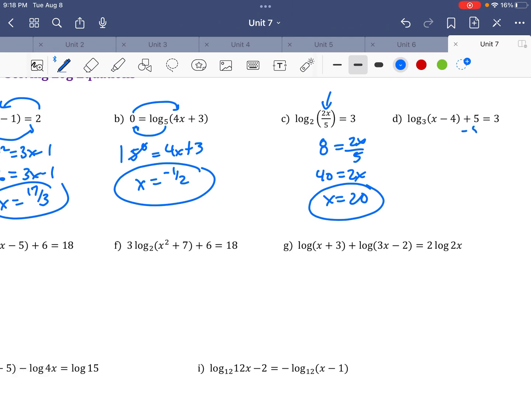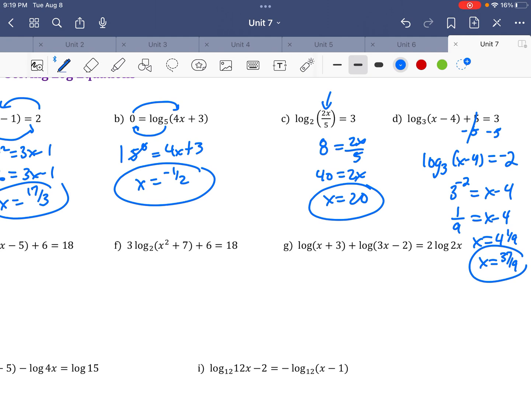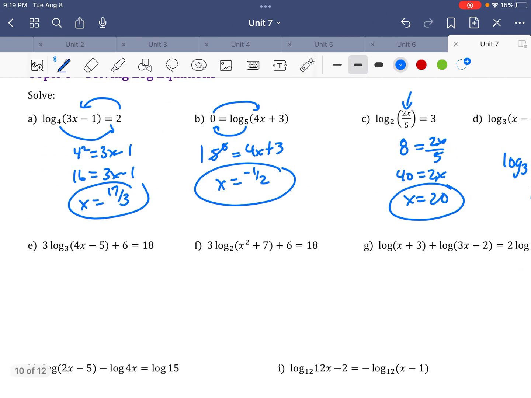All right, this guy. Before I do my change, I have to go ahead and subtract 5. So log base 3 of x minus 4 equals negative 2. So it's okay to have a negative over there because this is just going to give us 3 to the negative 2 equals x minus 4. Well, 3 to the negative 2, that's 1 over 3 squared. So that's 1/9 equals x minus 4. So x equals 4 plus 1/9, so 4 and 1/9. Or you could say that's 37 over 9.